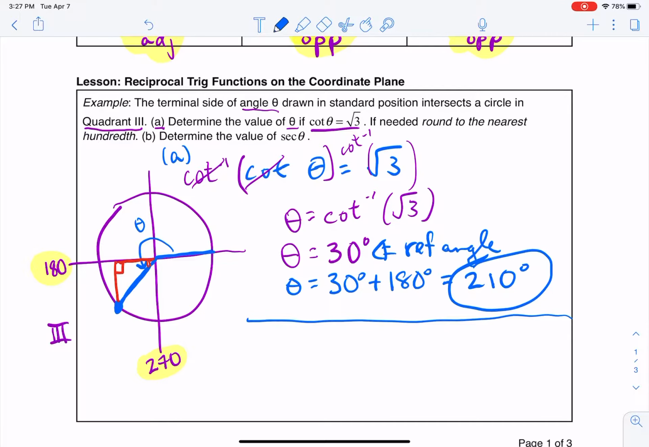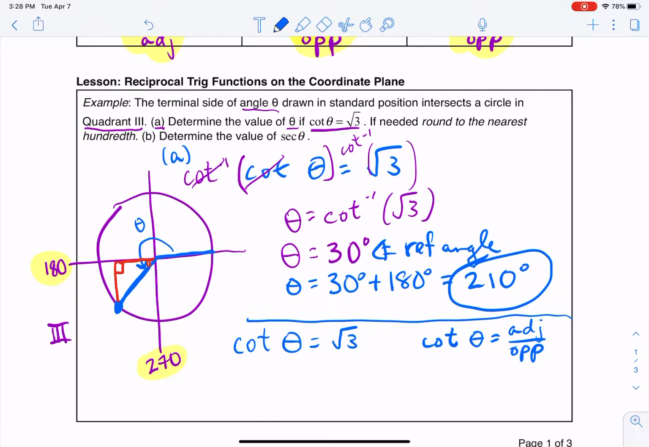All right, let's look at part B. Determine the value of secant of theta. Okay, so first of all, I'm given a value for cotangent of theta. And cotangent, I'm told, is the square root of 3. Now recall from earlier that we said that cotangent of any angle is equal to the adjacent side over the opposite side.